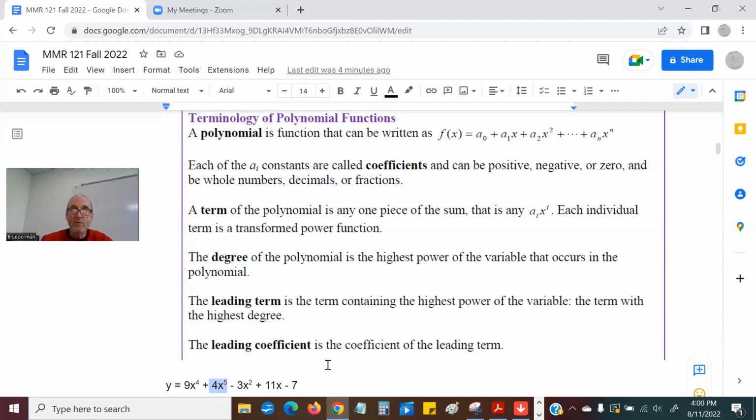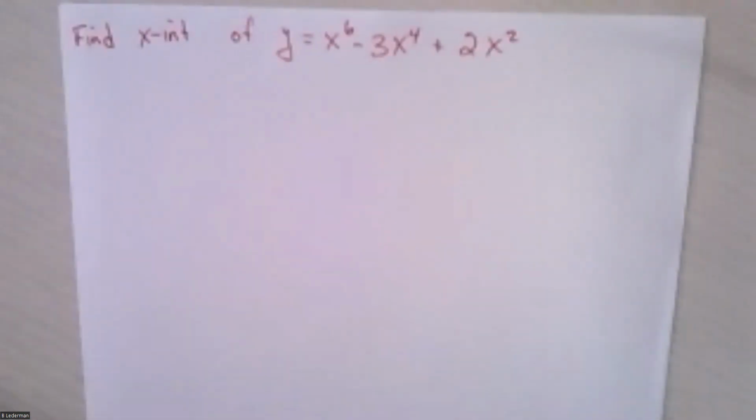Now, there's a number of things you might want to do with polynomials, and one of those things is finding the x and y intercepts. So let's show you what that looks like. I'm going to stop the share for a second, and let's just set this up. All right, here we go. I'm going to start with finding the x-intercepts of this polynomial. But finding y-intercepts is going to be a lot easier, and I'll do that after x. We're going alphabetical today, I guess.